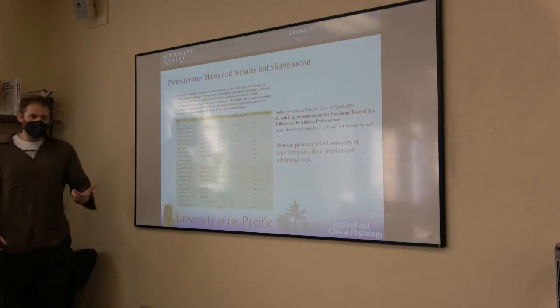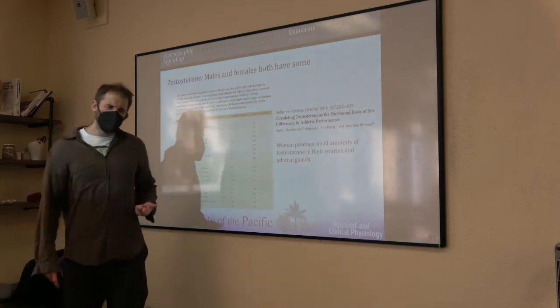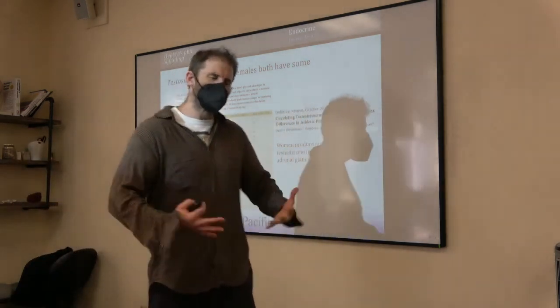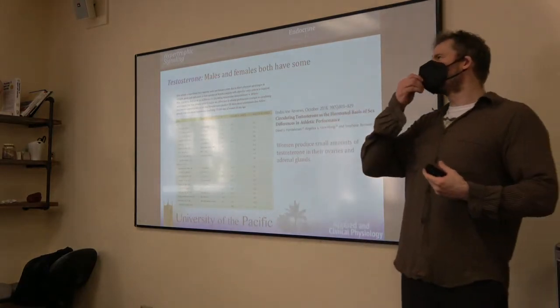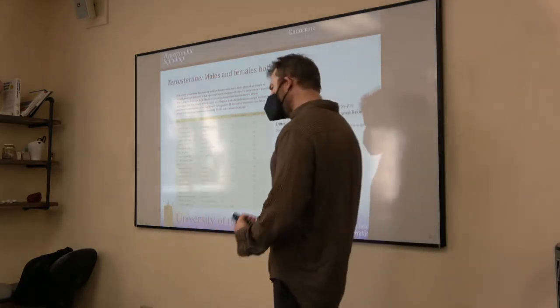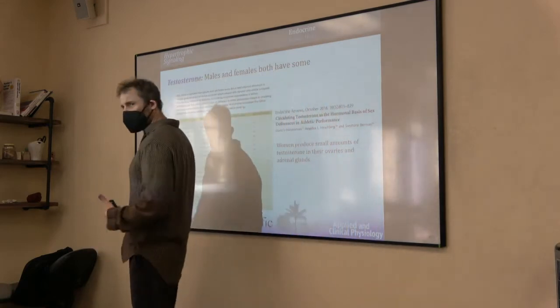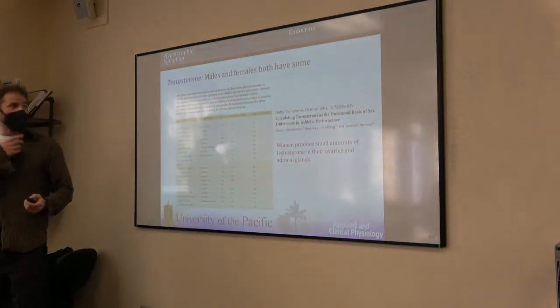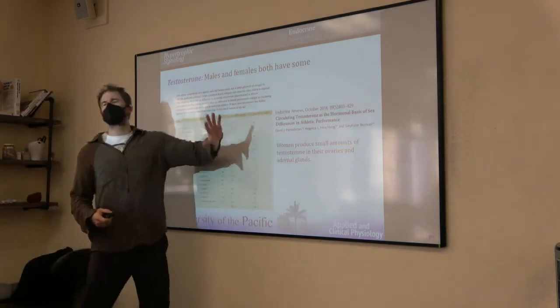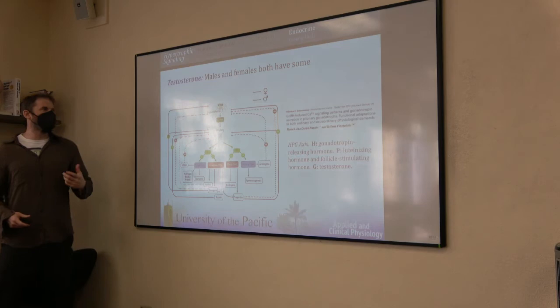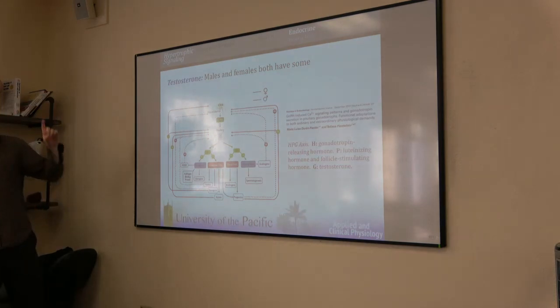Males, you're looking at a 15-fold or higher increase in testosterone. Prepubescent, you don't see that, but post-puberty, there's a huge difference in testosterone between males and females. But women do have a little bit. They produce it in their ovaries and a little bit in the adrenal glands. Guys will produce a little bit in the adrenal glands as well.